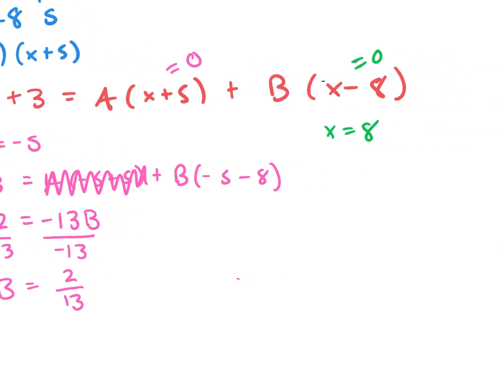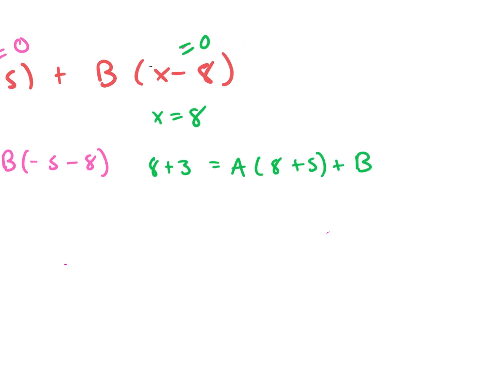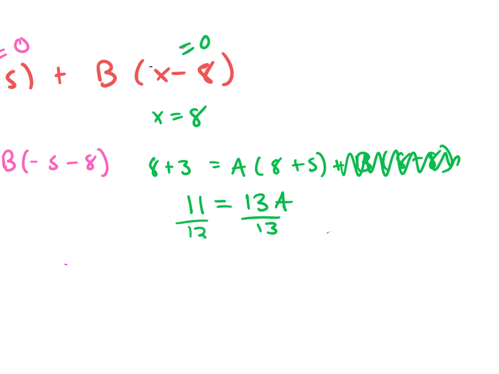Now we do the same thing, but for when x is 8. So I have 8 plus 3 is equal to a times 8 plus 5 plus b times 8 minus 8. So 8 plus 3 is 11. A times 8 plus 5, so 8 plus 5 would be 13. So 13a. And then 8 minus 8 is 0, so the b cancels. Divide both sides by 13. So a is equal to 11 over 13.